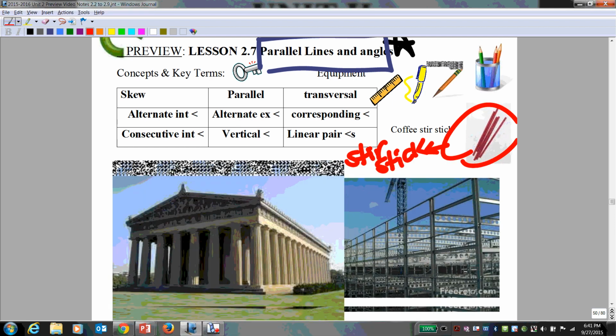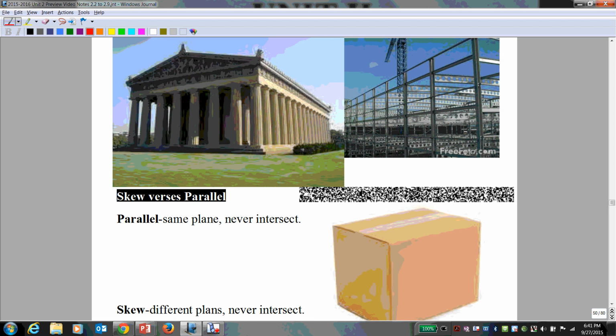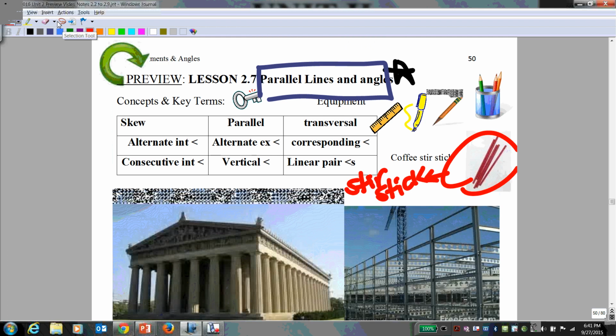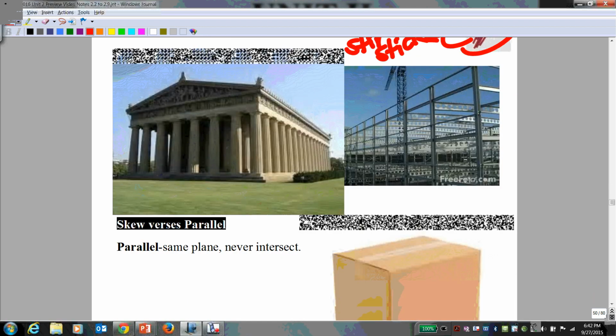So let's talk about what parallel lines are versus something called skew. You need a straight edge. Besides a stir stick, you do need a straight edge, and you do need colors today. I would even recommend a highlighter. Have colors out, have a straight edge, have a stir stick, obviously a pencil.